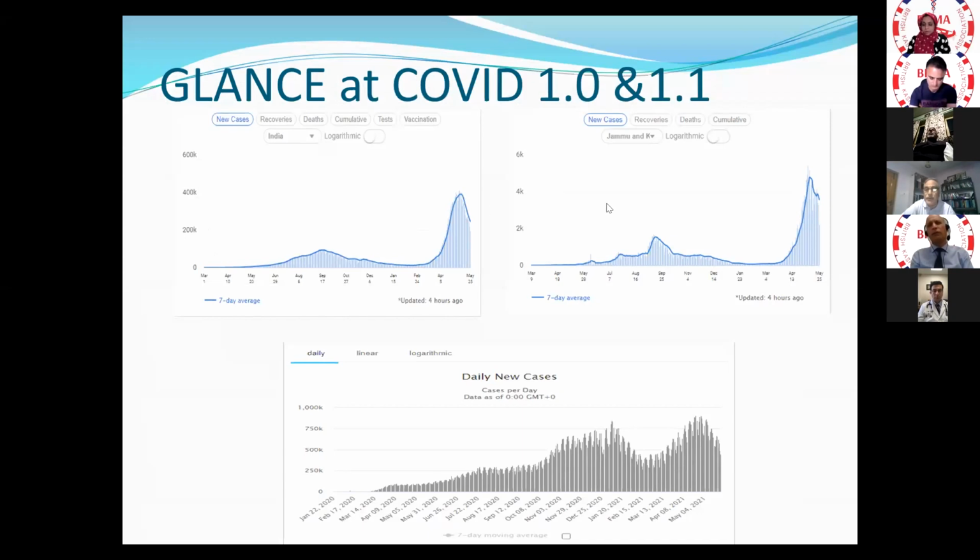In Jammu and Kashmir, we are almost replicating the curve in India. Again, we peaked in September, and then there was a lull, and we thought everything was over without taking the lessons from past pandemics. And again, it shot up in April, and hopefully we are coming out of the woods.